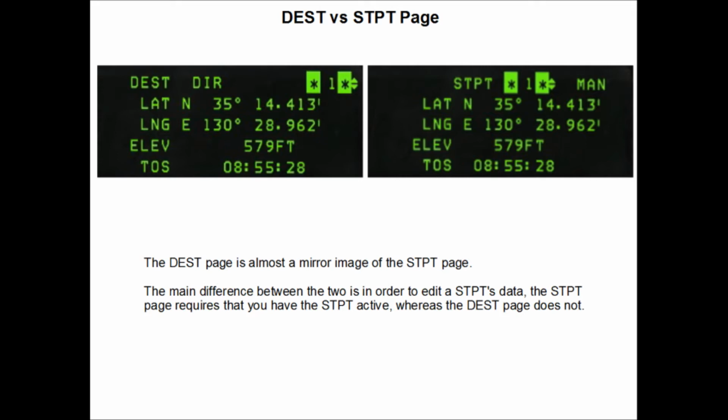The answer to that question is when you add or modify steer point data on the steer point page, it changes the active steer point on the airplane. Whereas if you change that data on the destination page, it does not. So let's illustrate that.